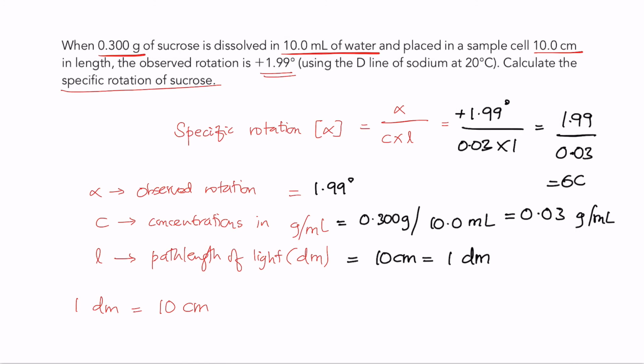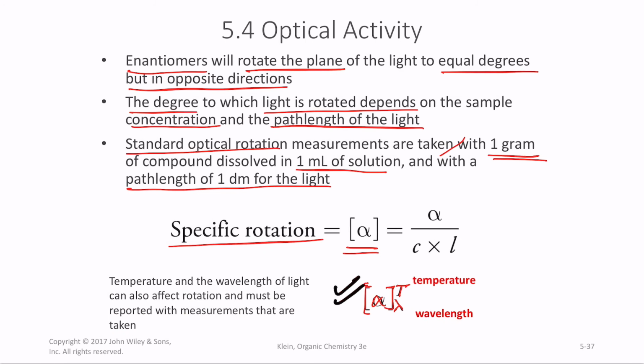So that gives you 66.3 degrees. So now we have the value that you need. This is the specific rotation alpha. Now we have to represent it as, remember this representation. How would you represent it?